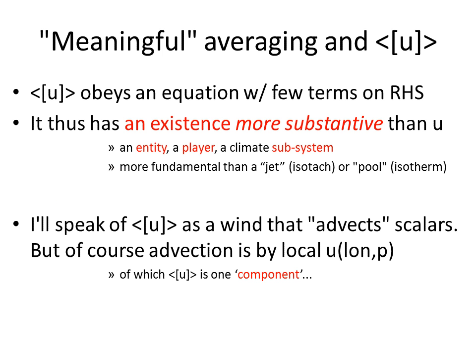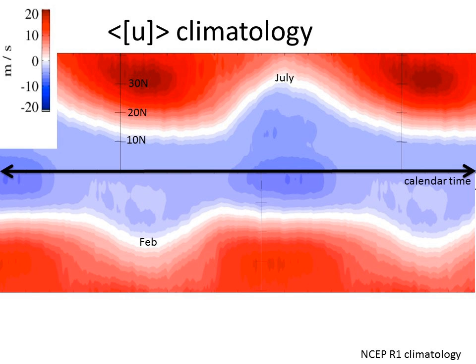And then the price of that, of course, is that this average quantity, we have to treat it like a wind that advects scalars. But of course advection is really always the local wind doing the advection, of which the zonal mean, vertical mean is just one component. So that's the price of obtaining a meaningful integral, is that then you have to unpack it. It's just one component of the actual local effect.